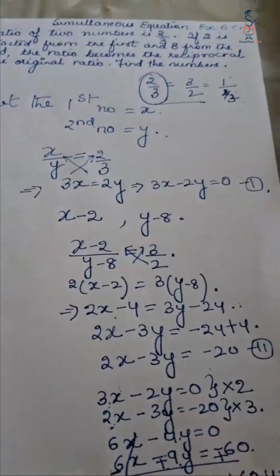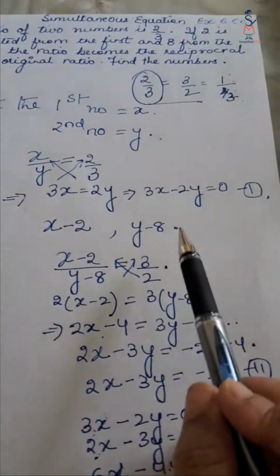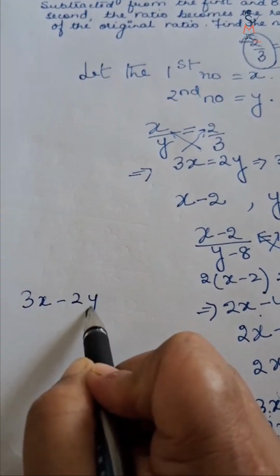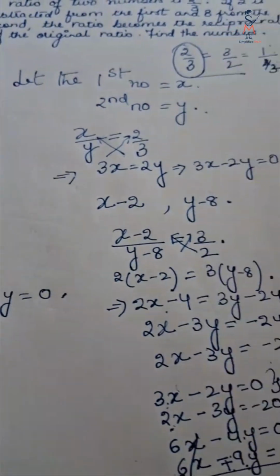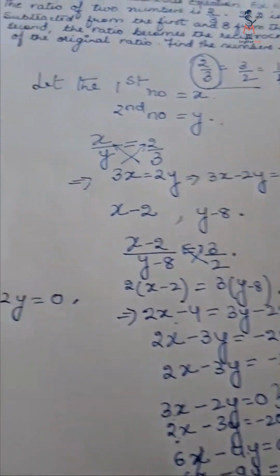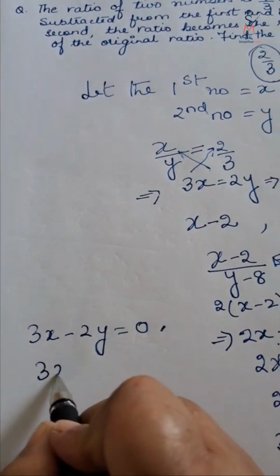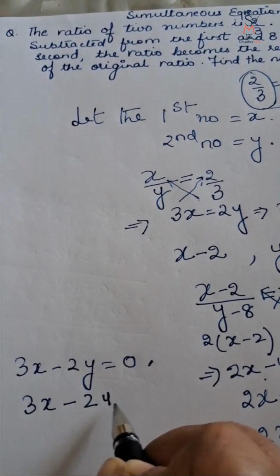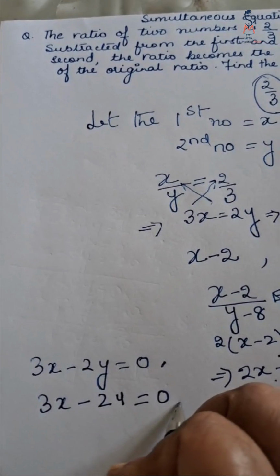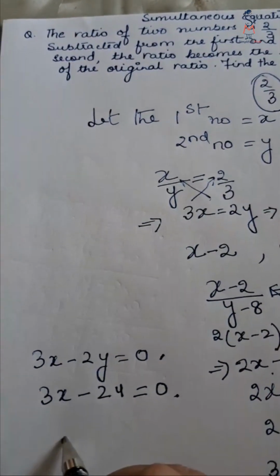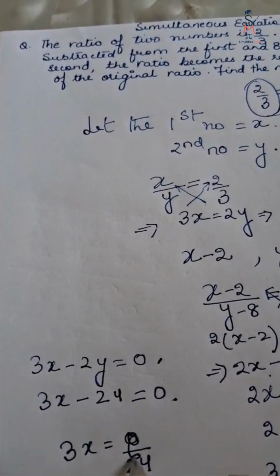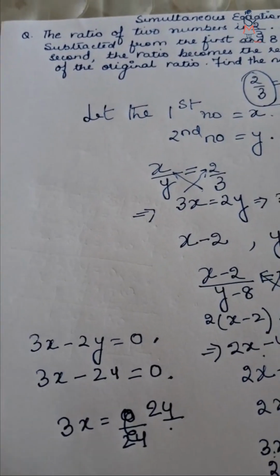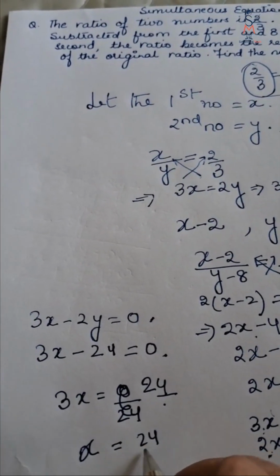Now we will put the value of y as 12 in our first equation. I'm writing here 3x minus 2y is equal to 0. Now we got the value of y as 12, so we will put it here. It becomes 3x minus 12 2s are 24, is equal to 0. So 3x is equal to 24, because 24 goes to the other side. So x is 24 by 3, that is 8.